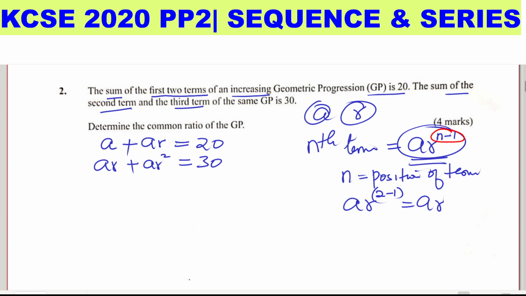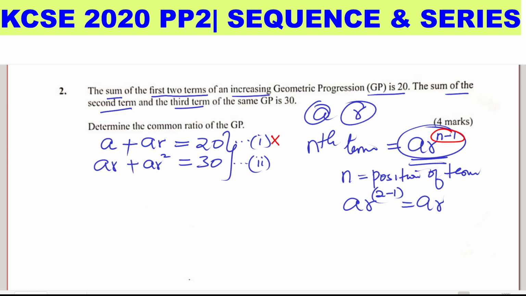Now using these two, you're supposed to determine the common ratio of the GP. These are simultaneous equations. Call these equation 1, and this equation 2. Use any suitable method to solve them. You can use elimination or substitution. Let me use elimination, and I want to eliminate AR, so that I make A similar to AR.